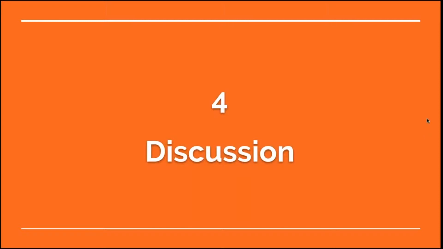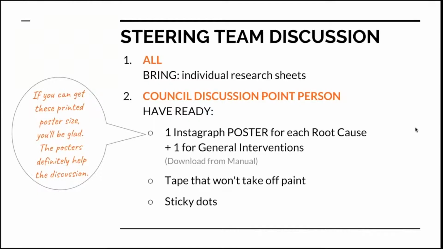And now you have everything in place, so now it's time to actually have the discussion. For your steering team discussion, everybody is going to bring in your individual research sheets that Amy was just talking about. And then the council discussion point person should have one Instagraph poster for each root cause, plus one for each general intervention. And you can download those from the manual.